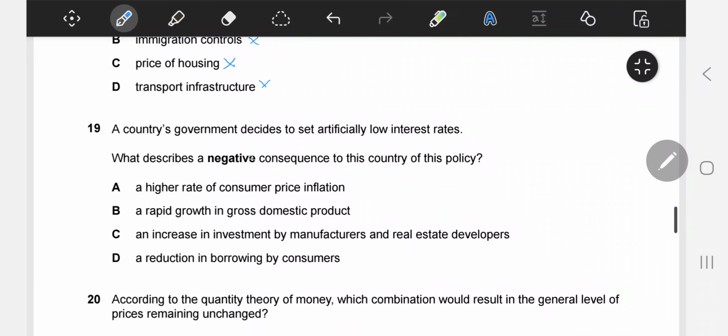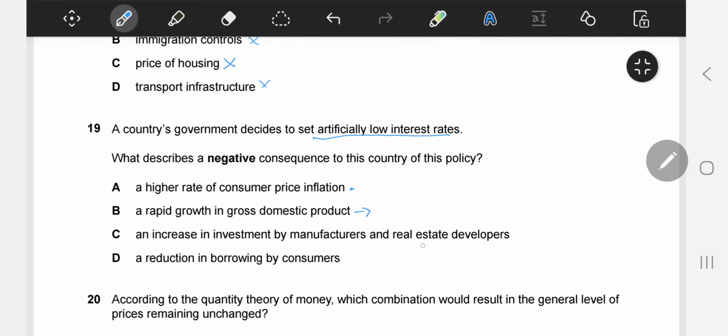Let's move to 19. A country's government decides to set artificially low interest rates. What describes a negative consequence to this country of this policy? So a higher rate of consumer price inflation, this is very possible because borrowing is going to become cheap, consumption is going to increase, and because of that, AD is going to shift to the right, which is going to cause inflation. A rapid growth in domestic product, this is a good thing, so it's not a negative consequence.